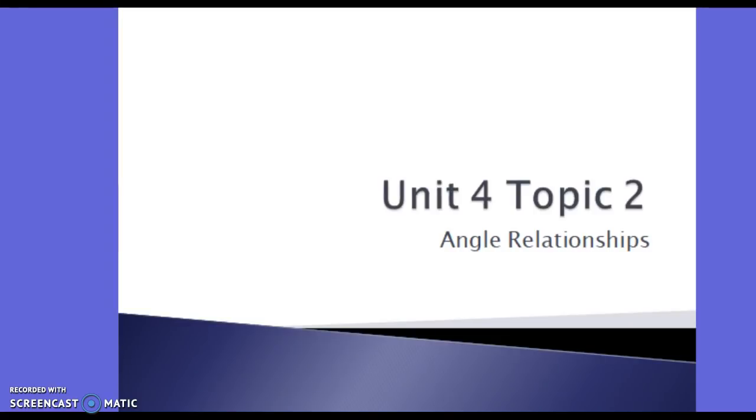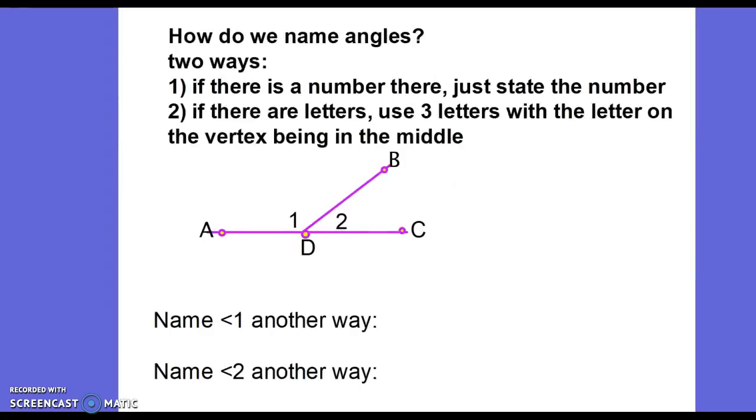So today our topic is angles and angle relationships. First of all, I need to make sure that you all know how to name an angle. There are two ways to name an angle. If there is a number there, all you have to do is state the number. So if I am talking about this angle right here, I could call it angle 1. If I'm talking about this angle right here, I could just call it angle 2.